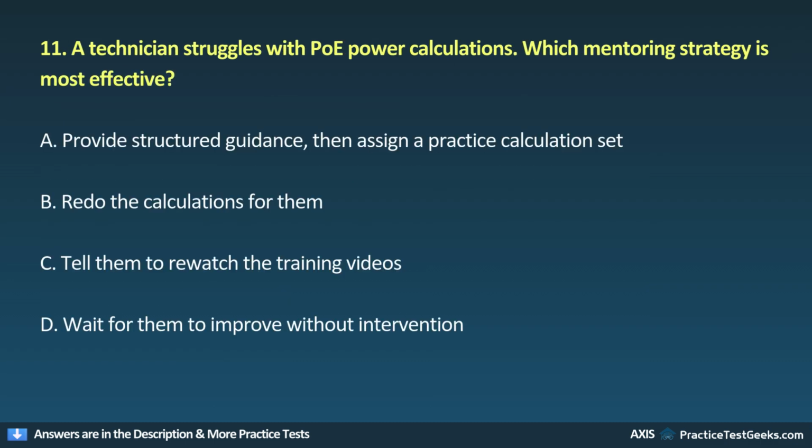11. A technician struggles with PoE power calculations. Which mentoring strategy is most effective? A. Provide structured guidance, then assign a practice calculation set. B. Redo the calculations for them. C. Tell them to re-watch the training videos. D. Wait for them to improve without intervention.